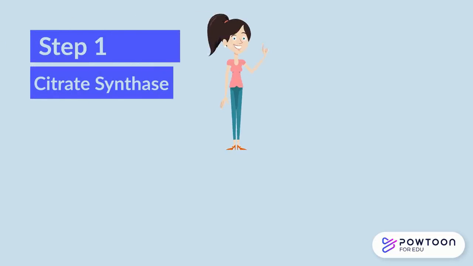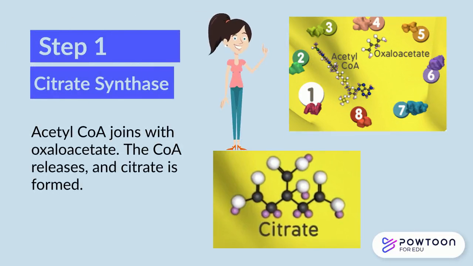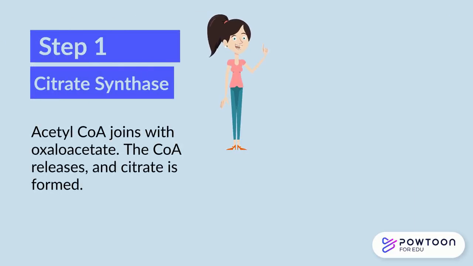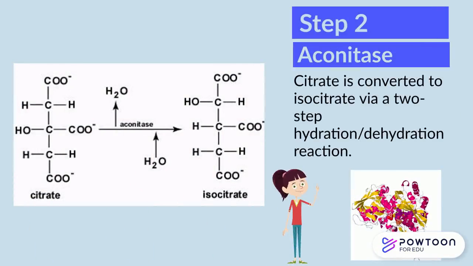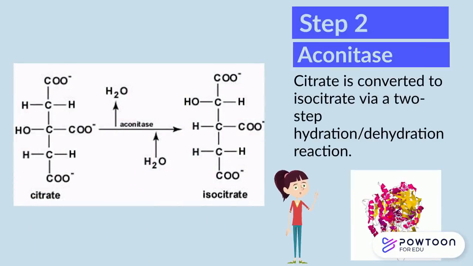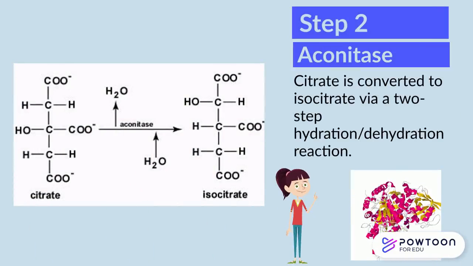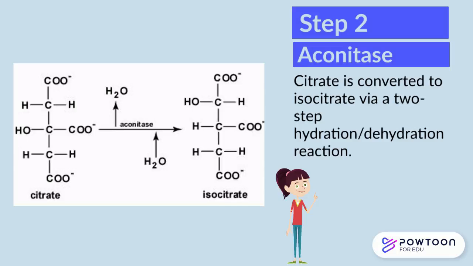Step 1. Citrate synthase. Acetyl-CoA joins with oxaloacetate. The CoA releases and citrate is formed. Step 2. Aconitase. Citrate is converted to isocitrate via a 2-step hydration-dehydration reaction.